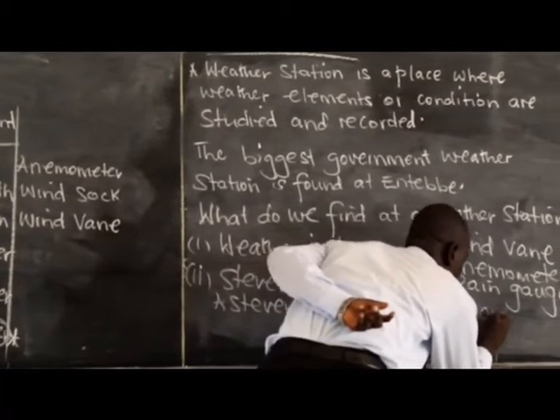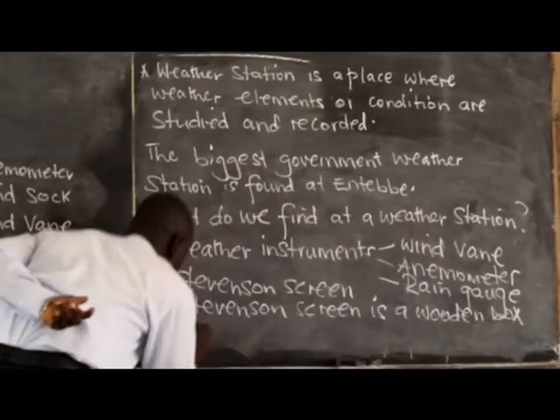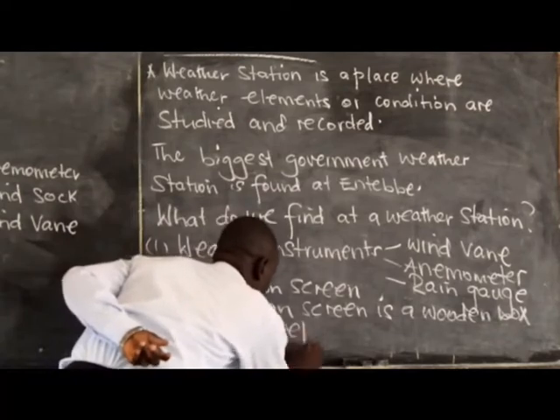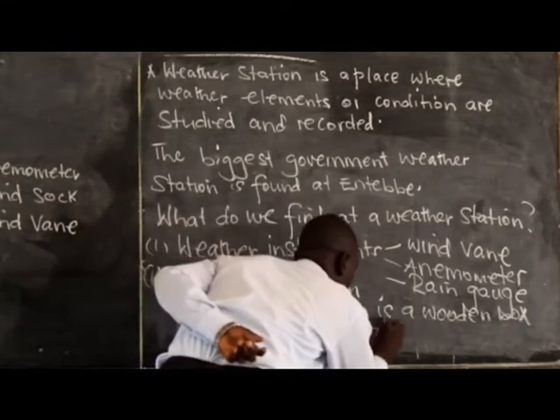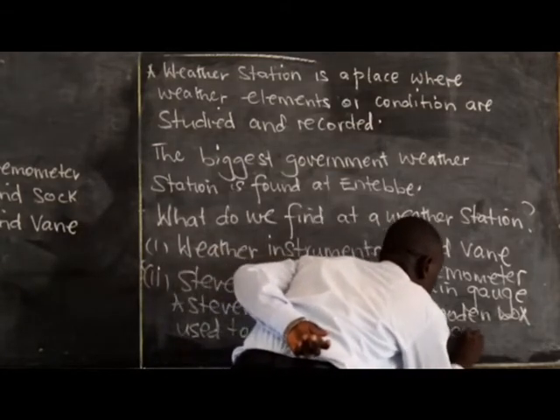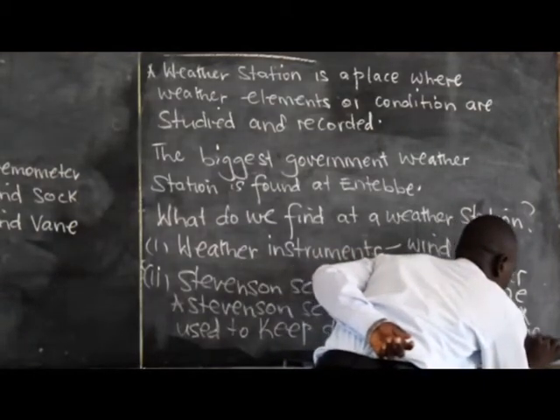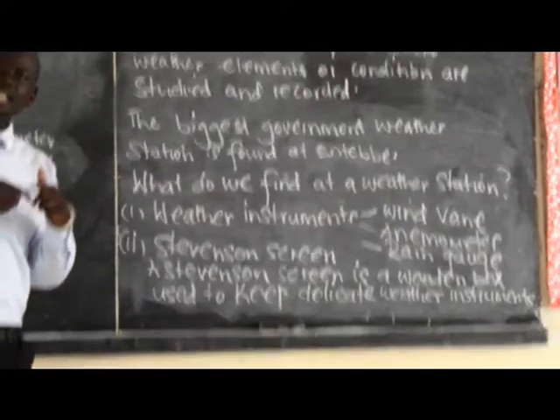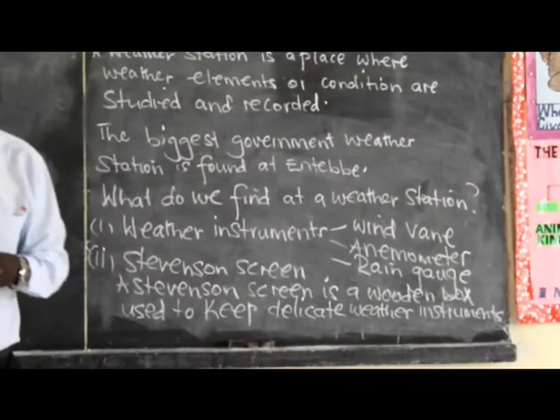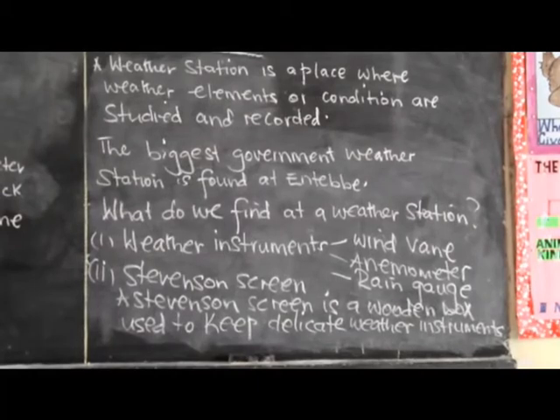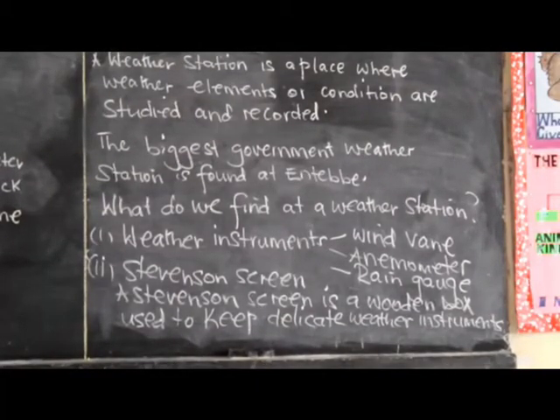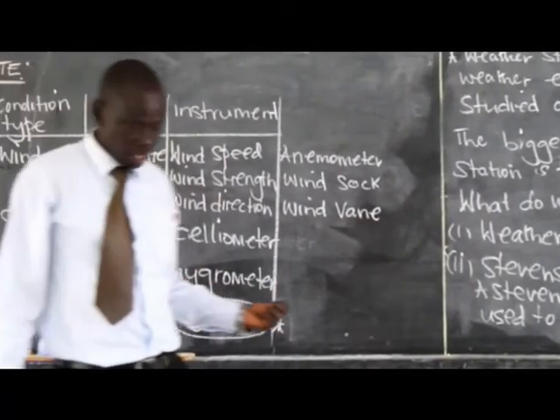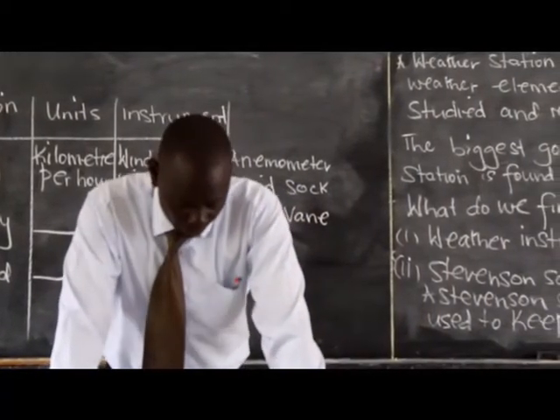A Stevenson screen is a wooden box used to keep delicate weather instruments. Out of these weather instruments, we have those that are delicate. They can easily break if they are not handled with care. Among these delicate weather instruments, we have the hygrometer. We have a barometer, which is mainly used to measure atmospheric pressure. Then we have the minimum and maximum thermometer. Those are delicate weather instruments.